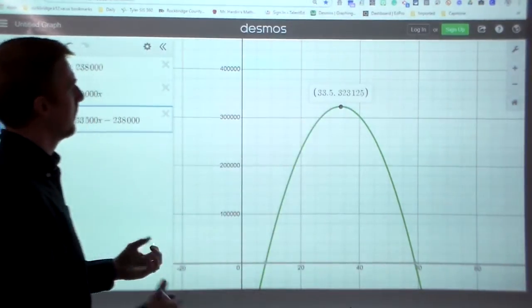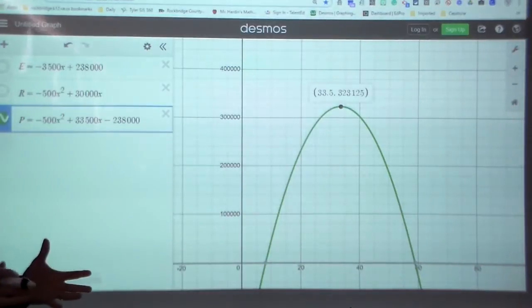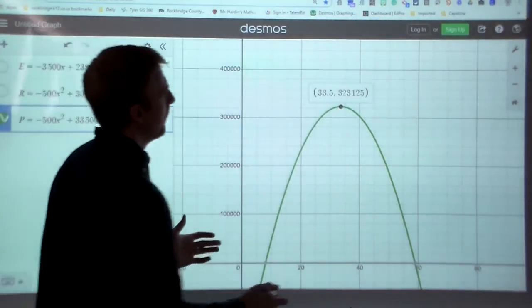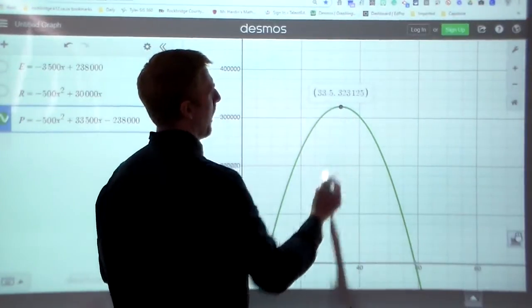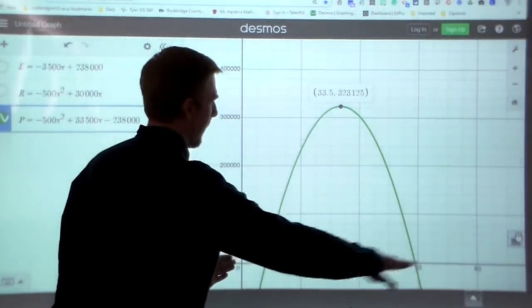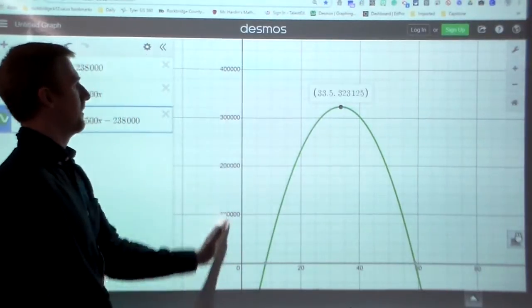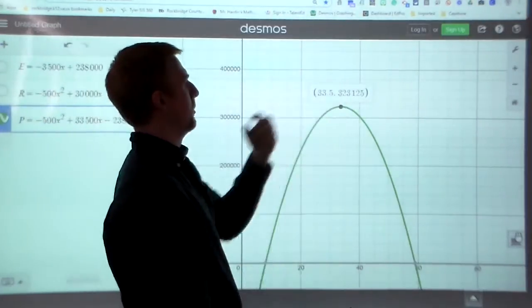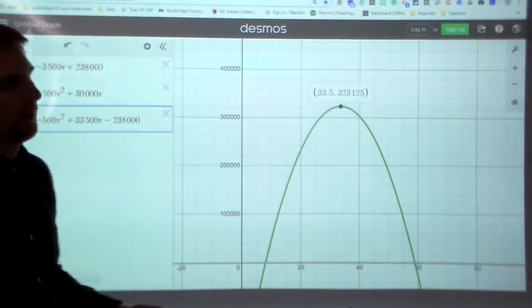If you do it in a calculator, or if you do it in Desmos, you got to play around with the window a little bit. But it shouldn't be too bad. And here you go, here's your maximum profit, $33.50. That would be your selling price, because that's your x-axis. And this axis is your dollar amount. In this case, it's dollars of profit. You can make $323,125.